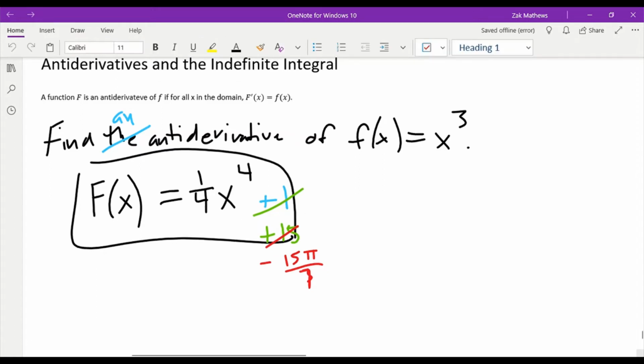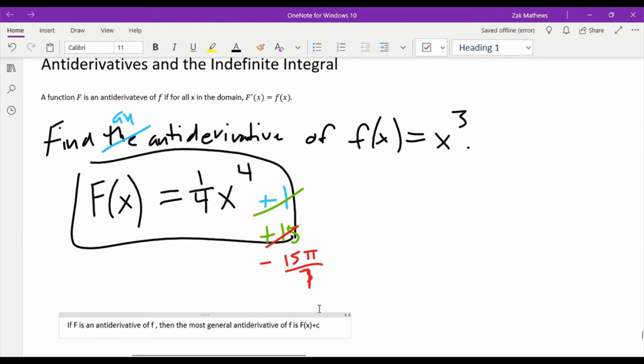So we say if big F is an antiderivative of little f, then the most general antiderivative of f is big F of x plus c, where this c is called the arbitrary constant.